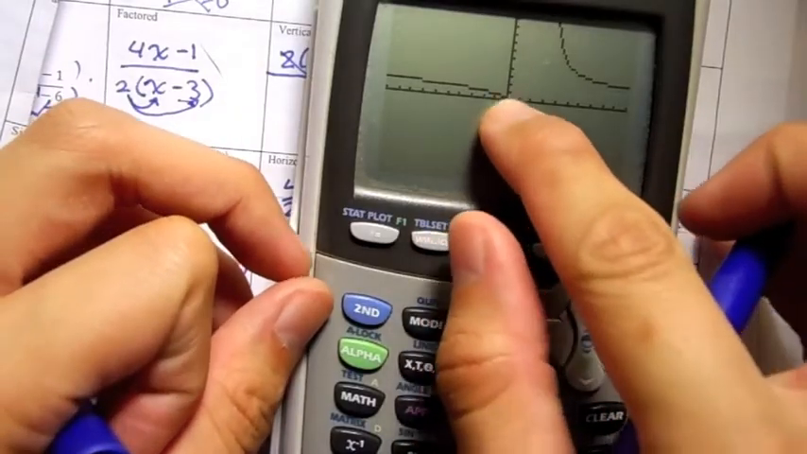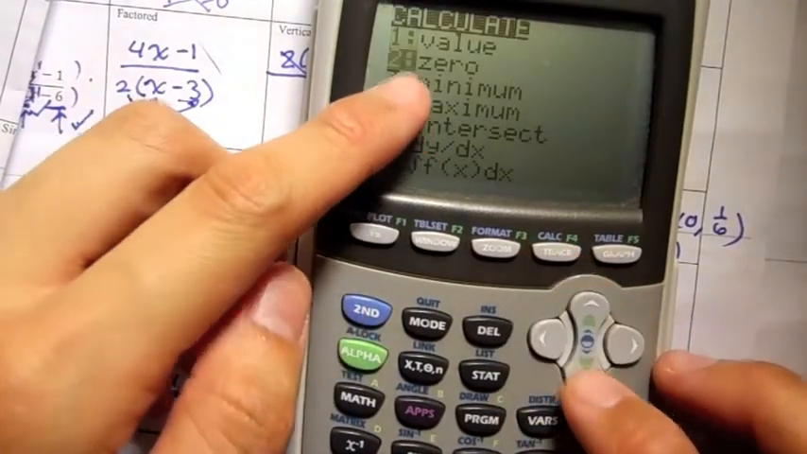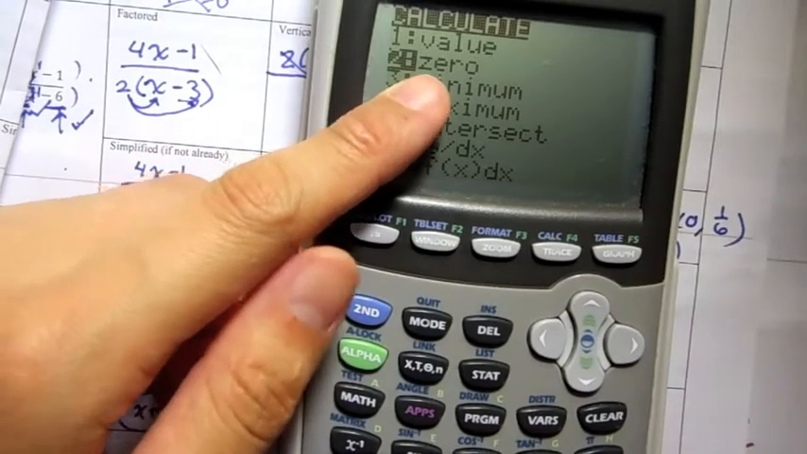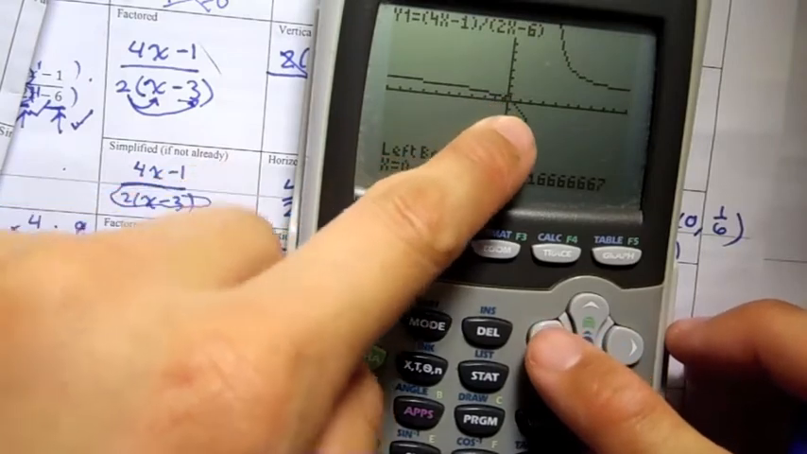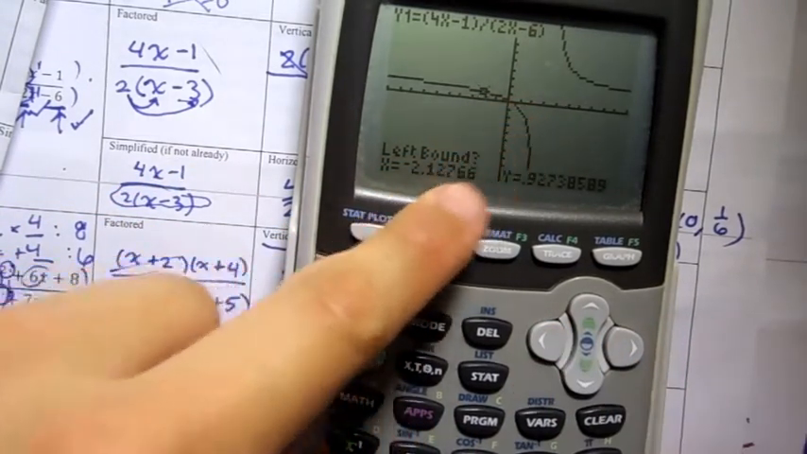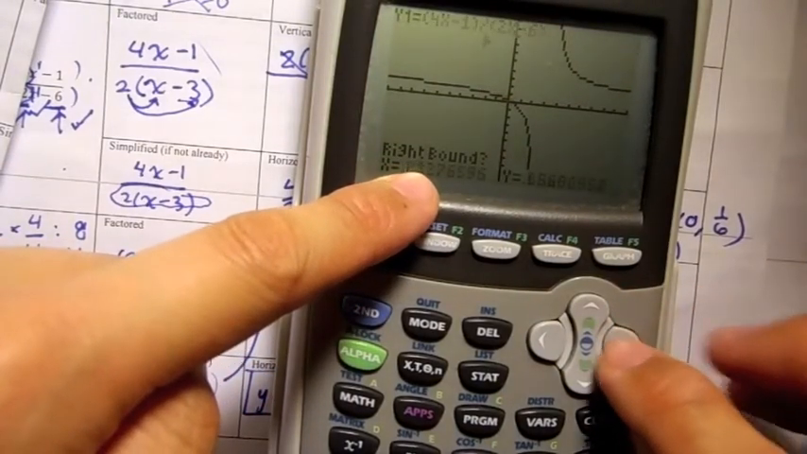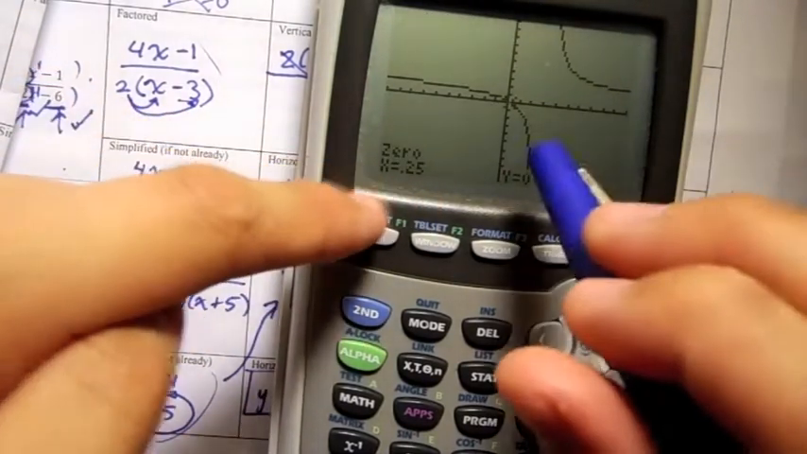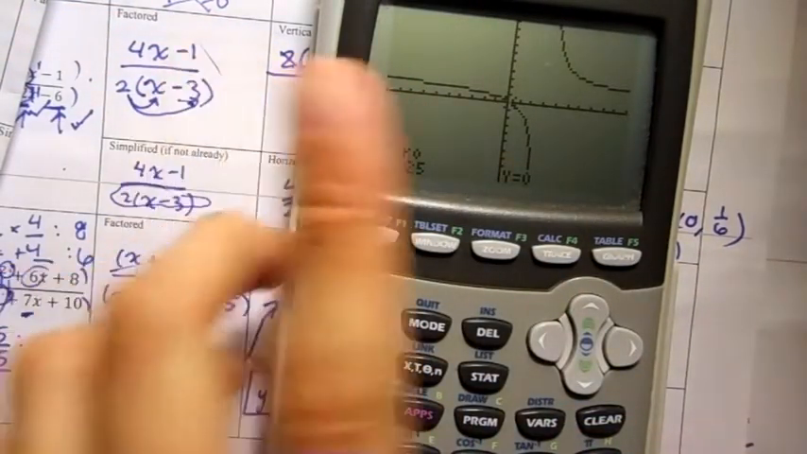Now to find our x-intercept, we go back to second trace, and this time we go to zero. Zeros, remember, is another name for your x-intercepts, or your roots. So we're going to press that, and we can see visually that the x-intercept is somewhere around here. I'm going to scroll somewhere, obviously, to the left of it. Press enter, and it asks for the right bound. I'm going to scroll somewhere to the right of it, and press enter twice. And my zero is at 0.25, or the fraction 1/4, 0.